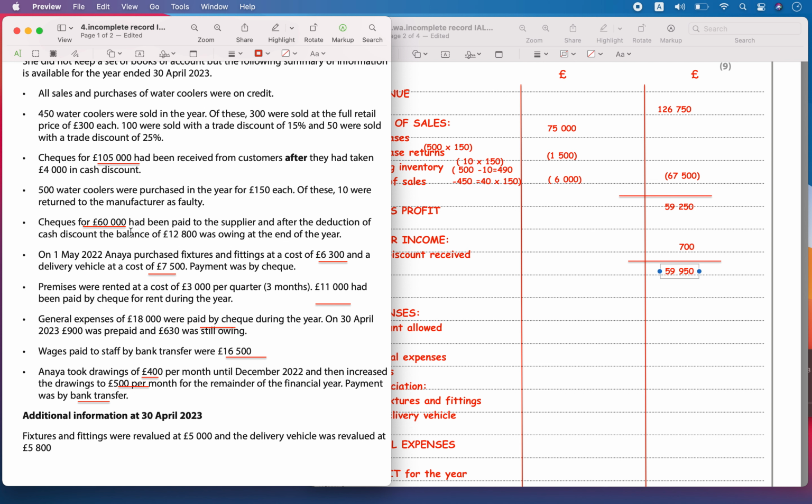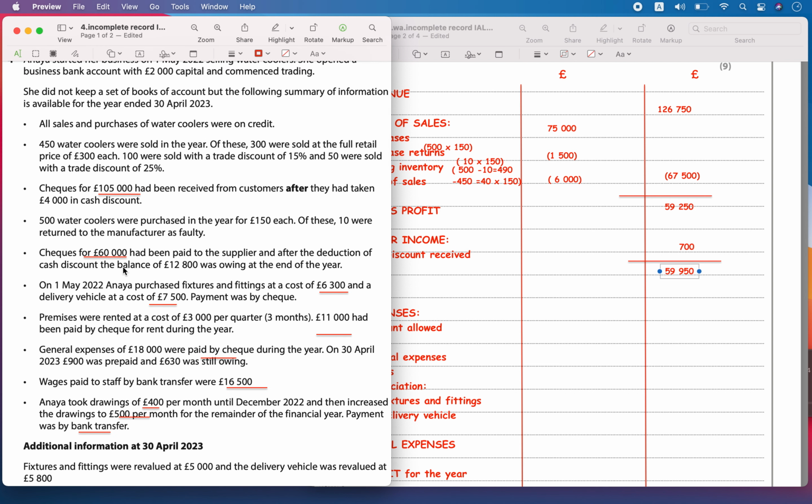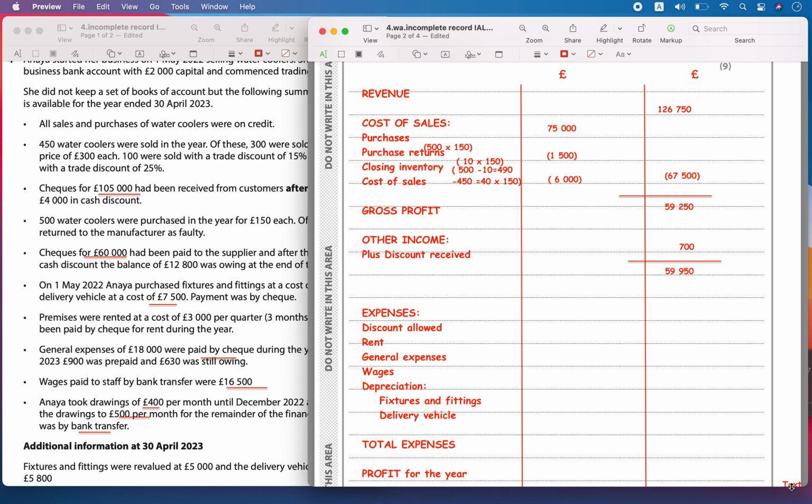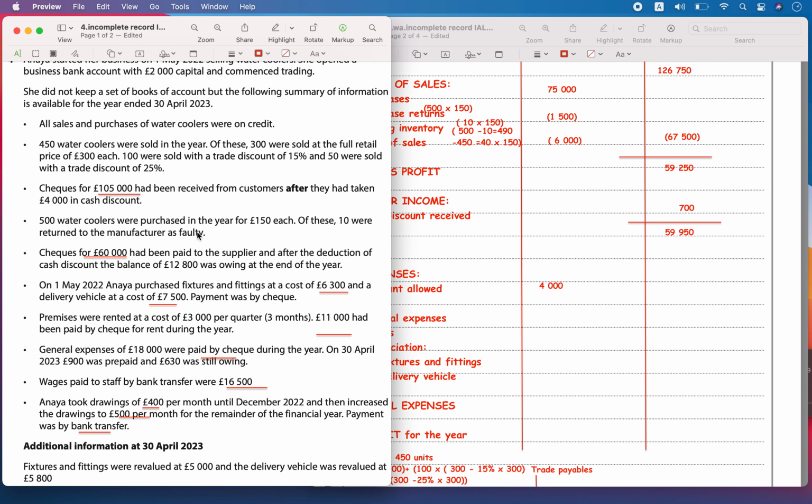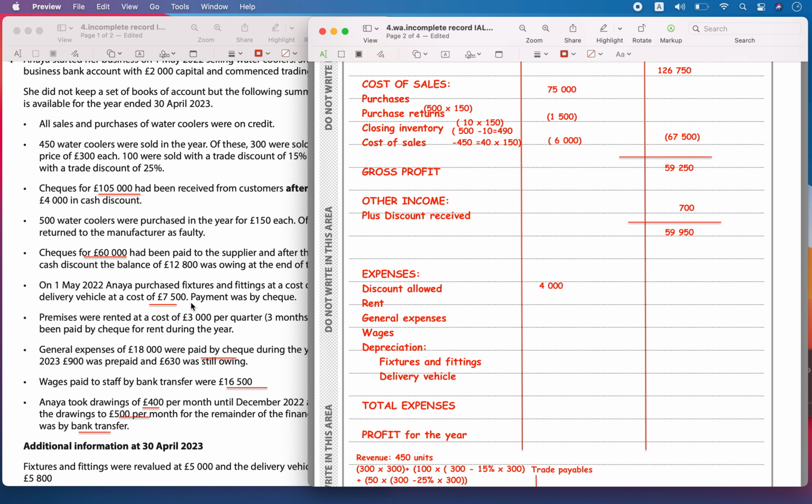So the discount allowed was, because the creditors paid back, the business allowed some discount, so that was 4,000. So the business allowed 4,000 worth of discount for the cash payments by the creditors.